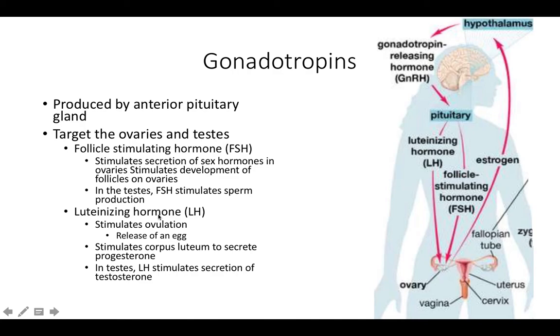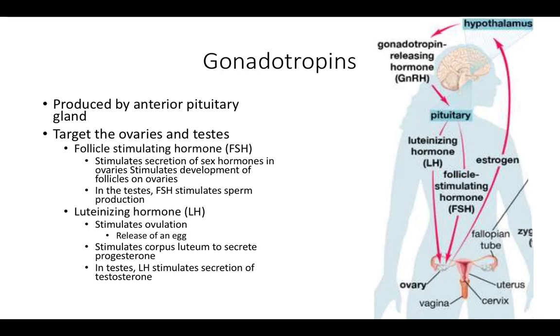Luteinizing hormone stimulates ovulation, which is when you release an egg from your ovaries, and it also stimulates the corpus luteum. After you ovulate, or after you release an egg from a follicle, it becomes the corpus luteum, and this corpus luteum secretes progesterone, and it'll keep secreting progesterone all throughout pregnancy.